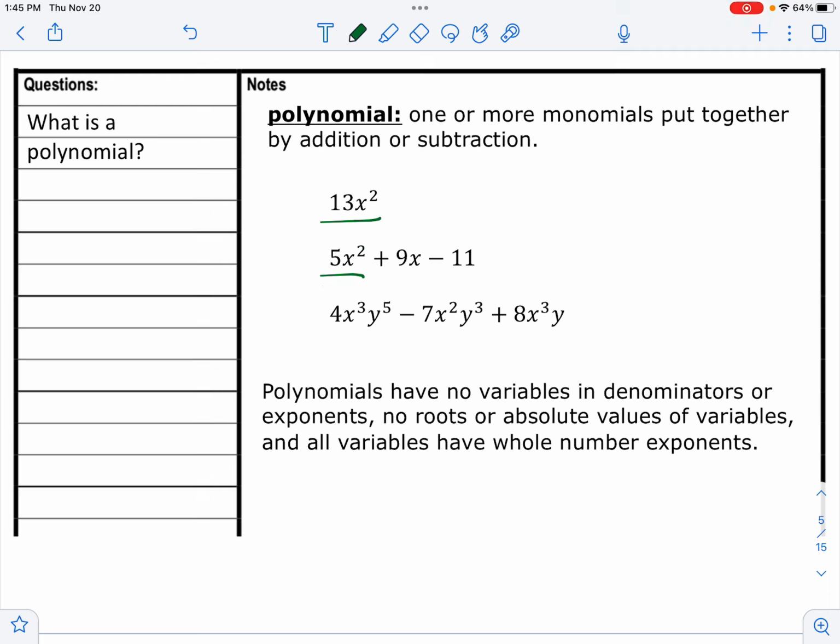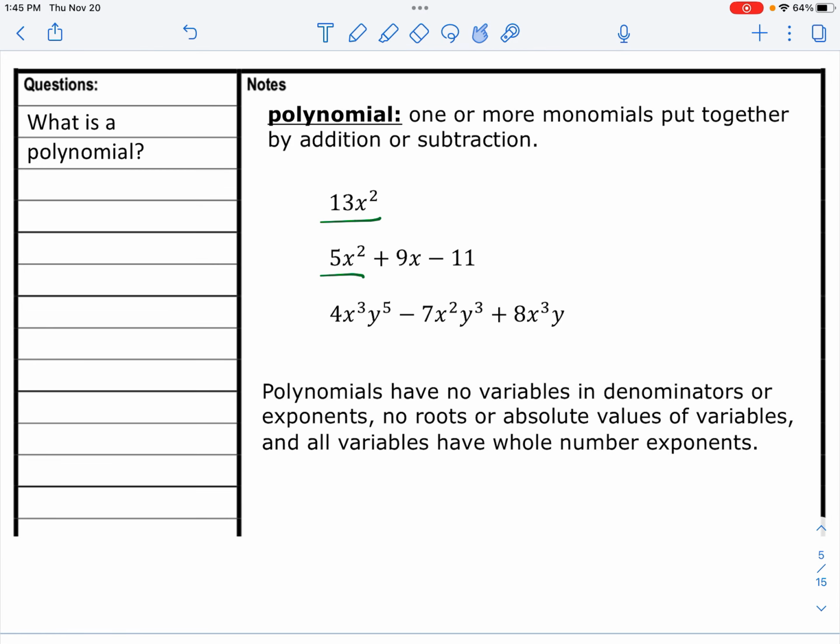Okay, and then you can see sometimes you have more than one variable. Really, the key thing with polynomials is that they have no variables in denominators, or exponents in denominators, and also no roots or absolute values of variables. All of my variables have whole number exponents. That's the case. So all of those are polynomials.